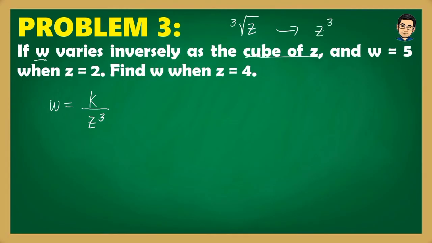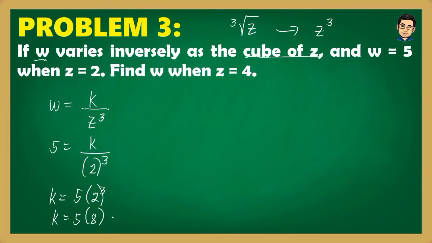Next, substitute the value of W, which is 5, equals K over the value of Z, which is 2. So, 2 cube. And then, K is equal to 5 times 2 cube. Ayan. K is equal to 5 times 2 cube, that is 2 times 2 times 2, so that is 8. So, the value of K is 40.